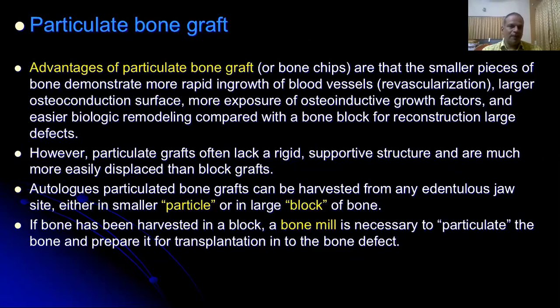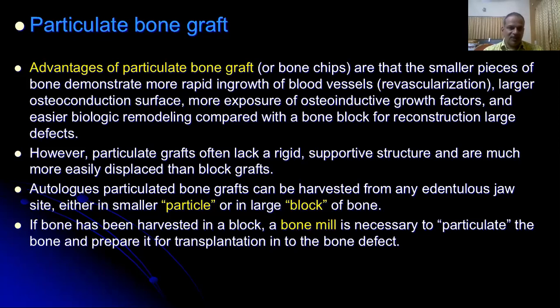So first we'll see the particulate bone graft. Advantages of particulate bone graft or the bone chips are that the smaller pieces of bone demonstrate more rapid ingrowth of blood vessels, that is, revascularization takes place easily, and there is a larger osteoconduction surface and more exposure for osteoinductive growth factors, and easier biological remodeling compared with the bone block for reconstruction of large defects. However, particulate bone grafts often lack rigid supportive structure and are much more easily displaced when compared with the block grafts.